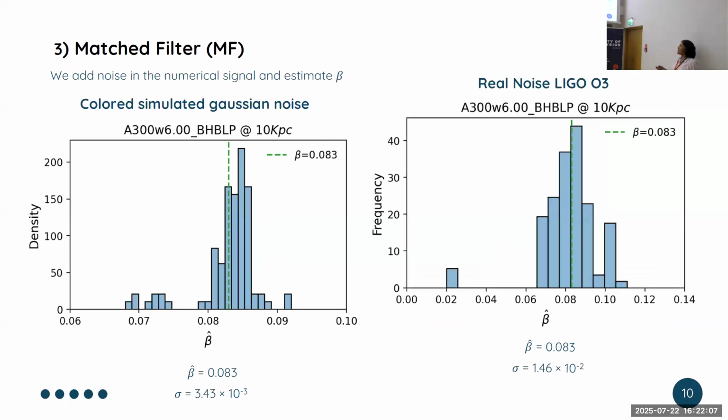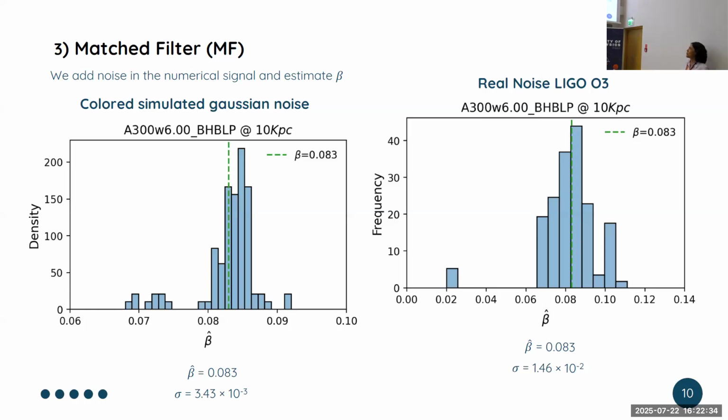That was the second analysis, and now this is the third analysis, to try to find the estimation parameter of the numerical signal. Here we have first the numerical signal immersed in noise, colored simulated Gaussian noise and real noise.